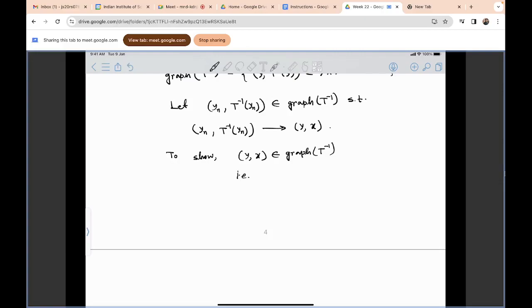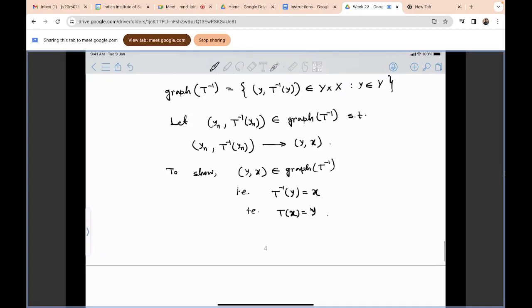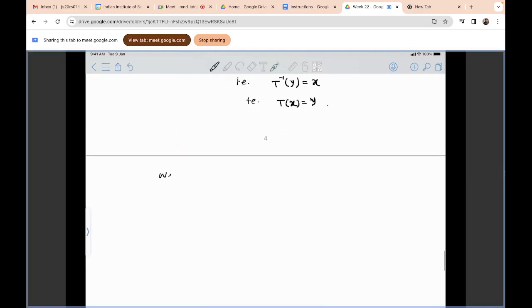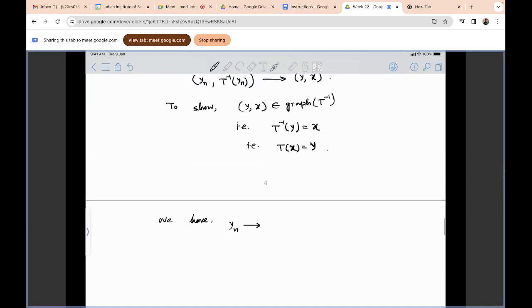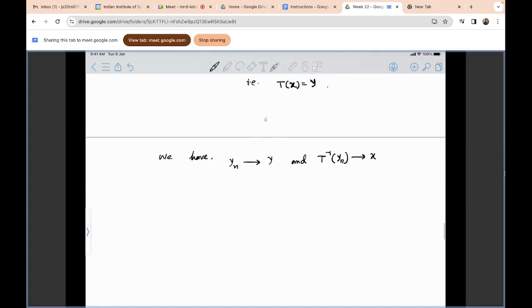which is the same as T inverse of y equals x. Because T is bijective, this is the same as T of x equals y. So we have to show that T of x equals y. What we have assumed is that (yn, T inverse yn) converges to (y, x). So what is the meaning? yn converges to y and T inverse yn converges to x.